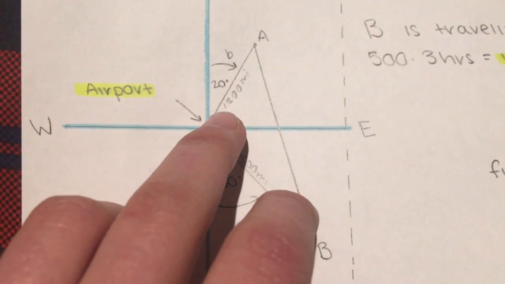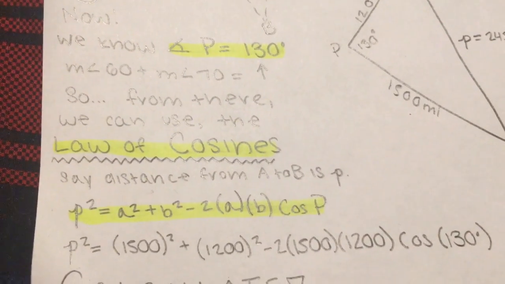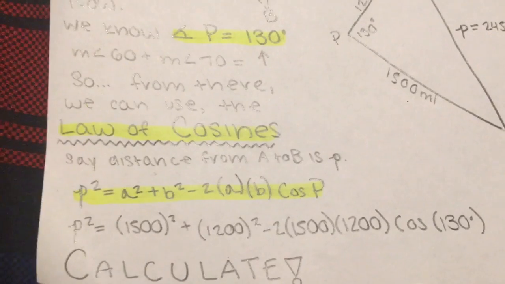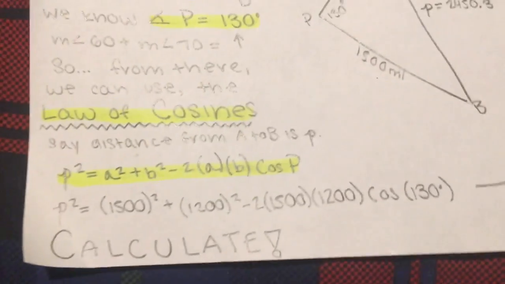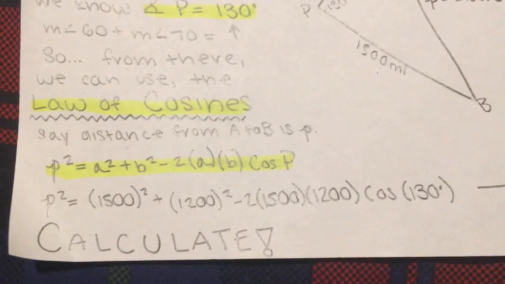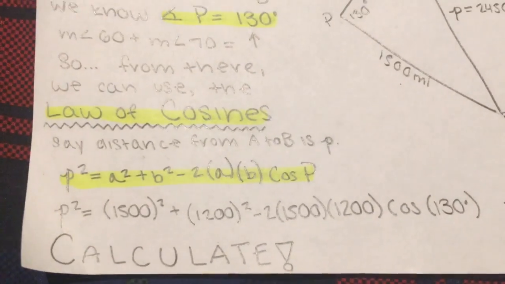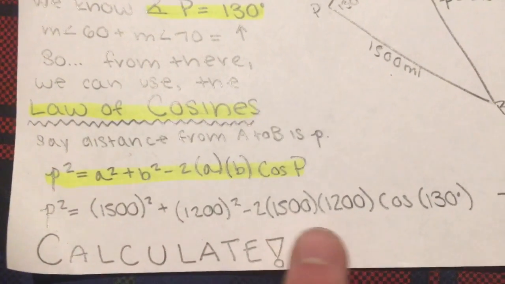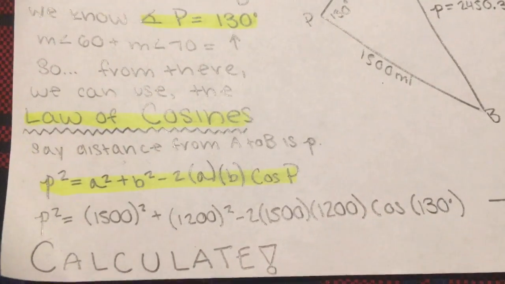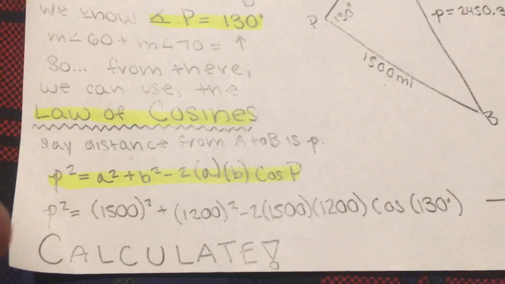So now that we know that this up here is 1,200 miles and this is 1,500 miles, we can use the law of cosines. The law of cosines says that, just for example, P squared is equal to A squared plus B squared minus 2AB cosine P. So we are going to plug in our different side lengths and our P angle, because since we have side angle side, we can do that. After plugging that in, you're just going to plug that into your calculator and see what you get.